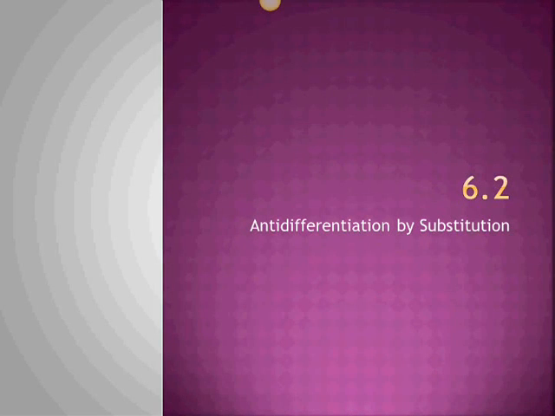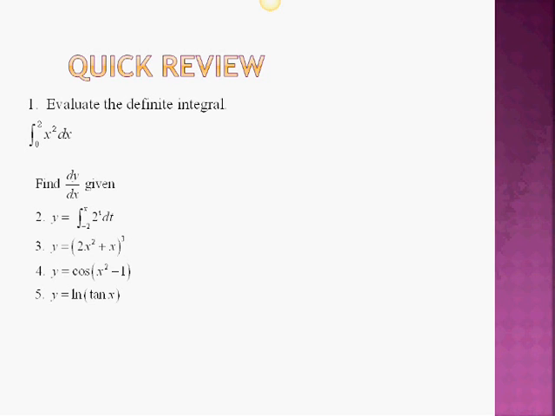Anti-differentiation by substitution, 6-2. Let's just jump right in. I do have a little 5-point quiz for you, a quick review quiz. For number 1, you are evaluating the definite integral. I want you to do that by hand. And for 2, 3, 4, and 5, I want you to find the derivative of those 4 items.